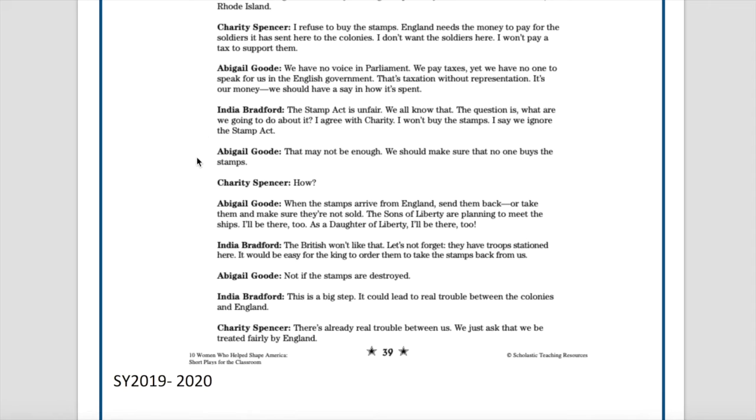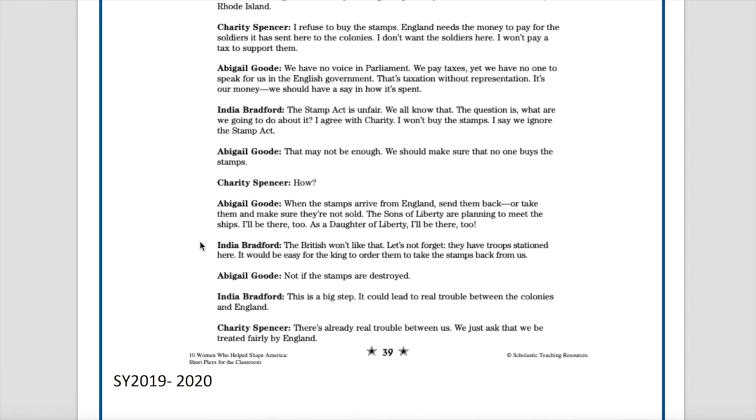Abigail Good. That may not be enough. We should make sure that no one buys the stamps. Charity Spencer. How? Abigail Good. When the stamps arrive from England, send them back, or take them and make sure they're not sold. The Sons of Liberty are planning to meet the ships. As a daughter of liberty, I'll be there too.